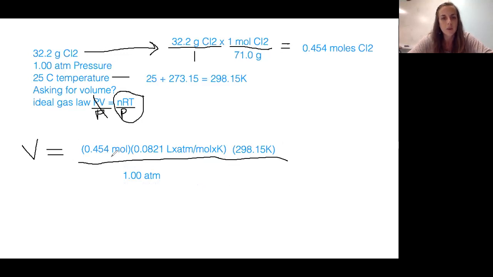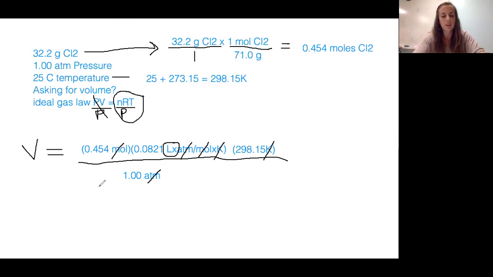Okay, so I have moles on top here, moles on the bottom here. Kelvin on the top here, Kelvin on the bottom here. I have atmospheres on the bottom here, atmospheres on the top here, left with liters. Perfect, which is what we're looking for because we're looking for a volume.